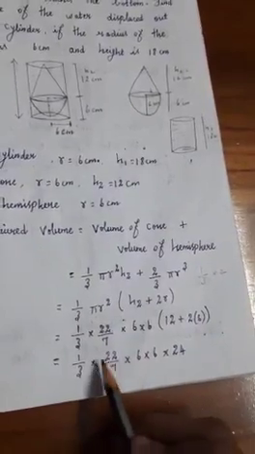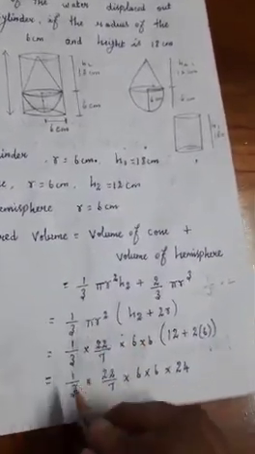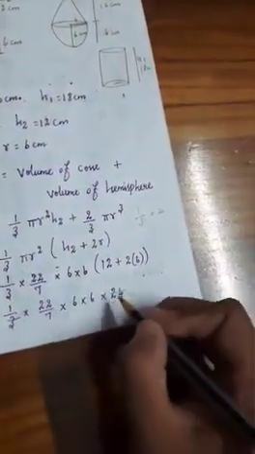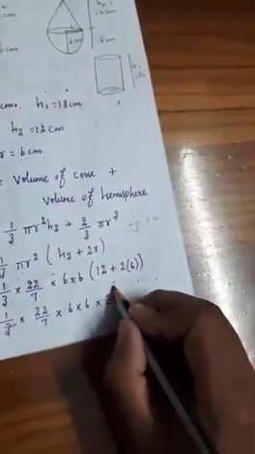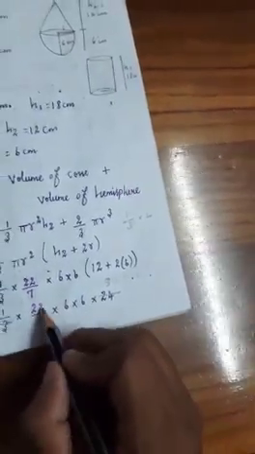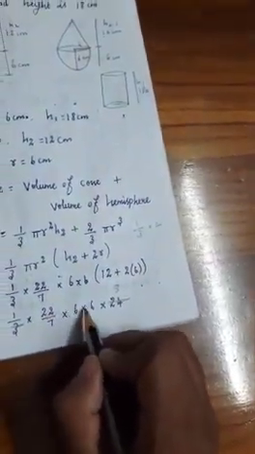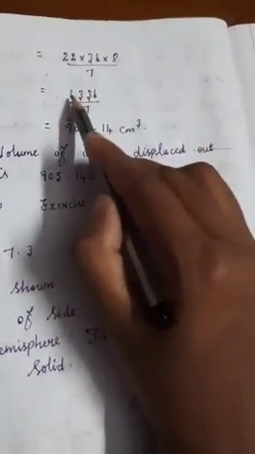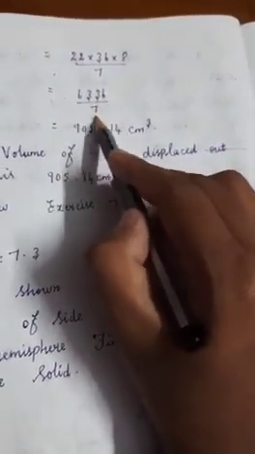Now you have to multiply and divide. Any other thing you can cancel? 3 and the 24 you can cancel: 8 threes are 24. Any other part we cannot cancel. So multiplying 22 into 6 into 6 into 8 divided by 7. Now if we multiply we get 6336 divided by 7.